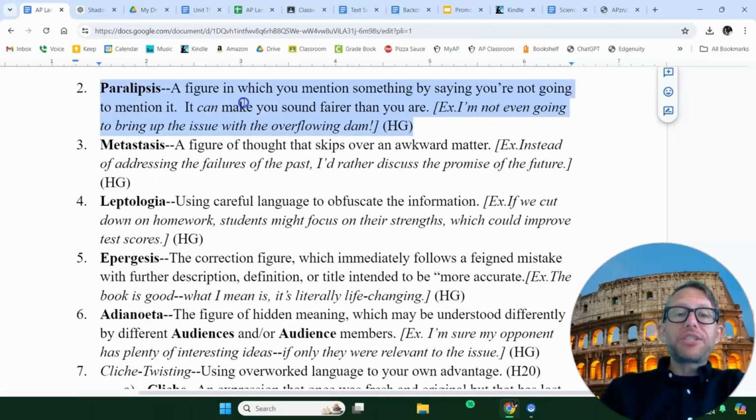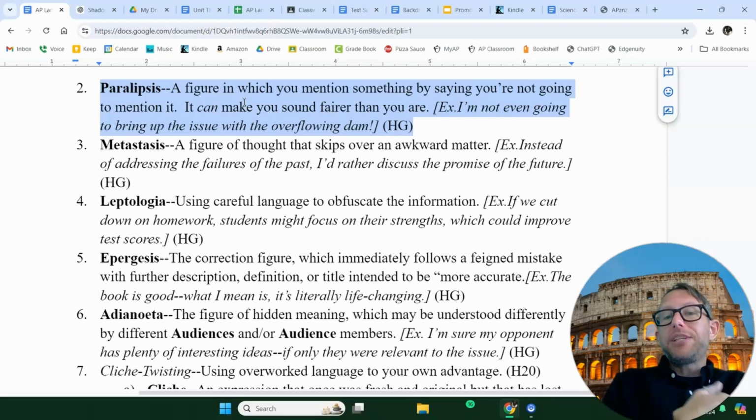We've got paralipsis, a figure in which you mention something by saying you're not going to mention it, which can therefore make you sound fairer than you really are, and a lot fairer than you deserve to appear, okay? So what you've got there is, it says, "I'm not even going to bring up the issue with the overflowing dam." Well, now think about that. You did just bring up the issue of the overflowing dam. You might not provide any additional details or evidence about that overflowing dam, but you did just bring it up.